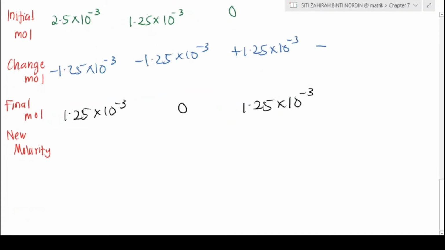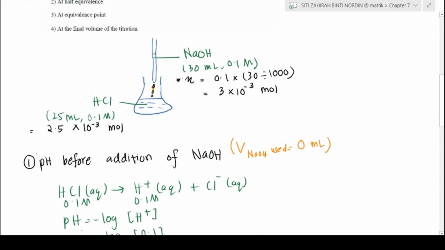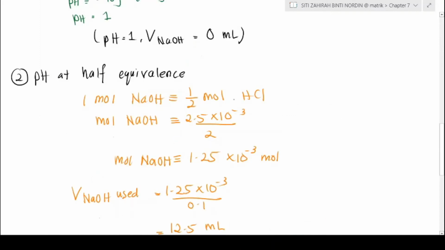For the new molarity, remember that we need to divide the final mole with the total volume. So look back at your titration. The total volume would be the volume of acid and the volume of base in the conical flask only. So we need to find the total volume for the pH at half equivalent. What is the volume of acid in our conical flask? That would be 25. And what is the volume of sodium hydroxide that we titrate? That would be 12.5 mL. So the total volume would be 37.5 mL.